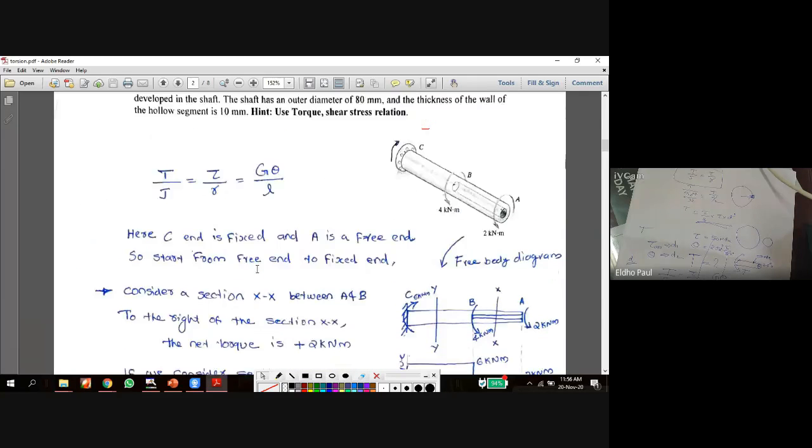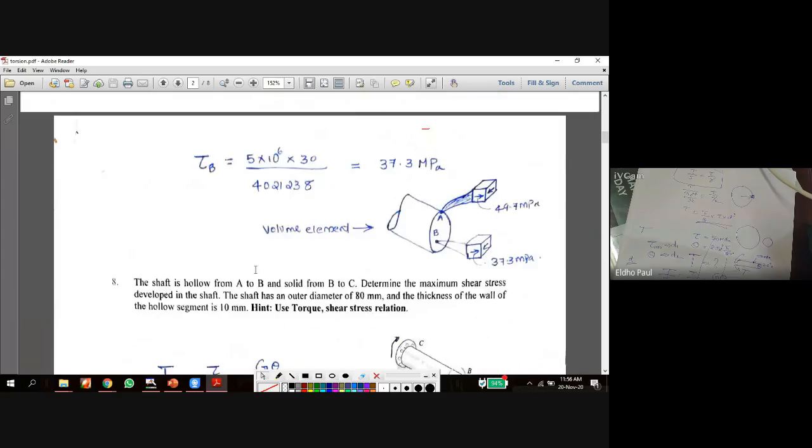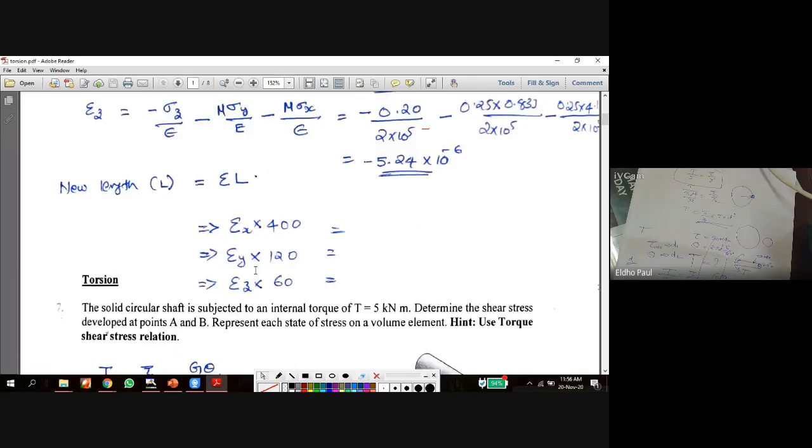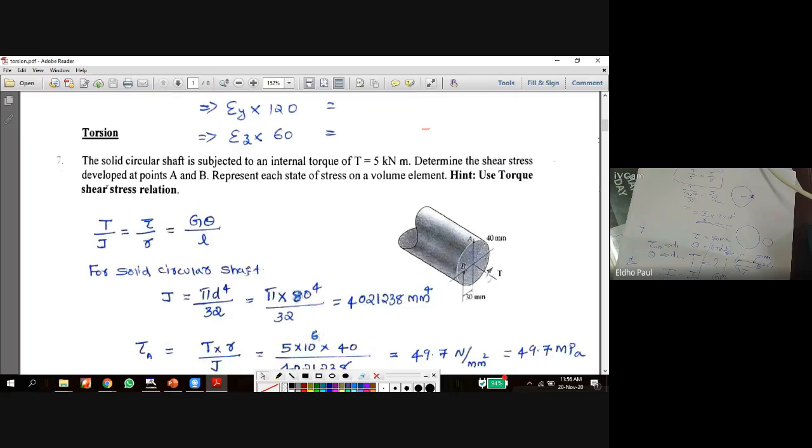See here, there are different types of questions based on torsion. This is the first question. A solid circular shaft is subjected to an internal torque of 5 kilonewton. Determine the shear stress developed at points A and B. At point A, the radius R is equal to 40. At point B, the radius R is equal to 30.